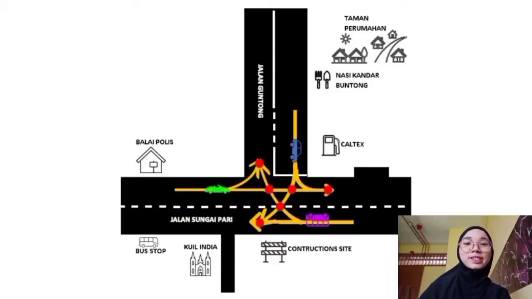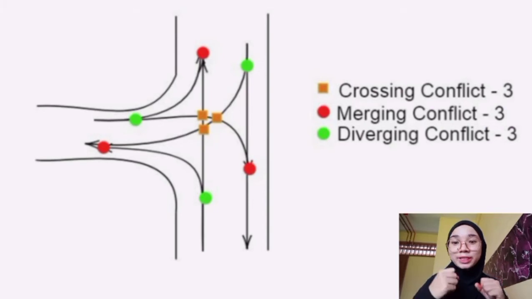And the next is about conflict points. So I'm going to explain the details of conflict points. From the junction, it has 6 conflict points. As we know, conflict points explain the accident potential of a route. So next, I want to explain the details of how conflict points happen.